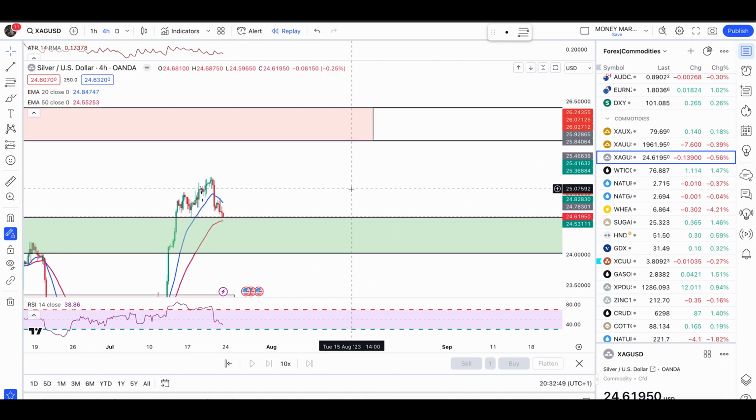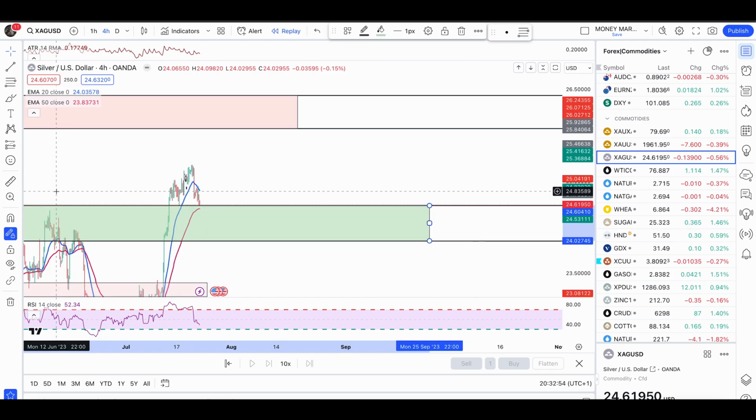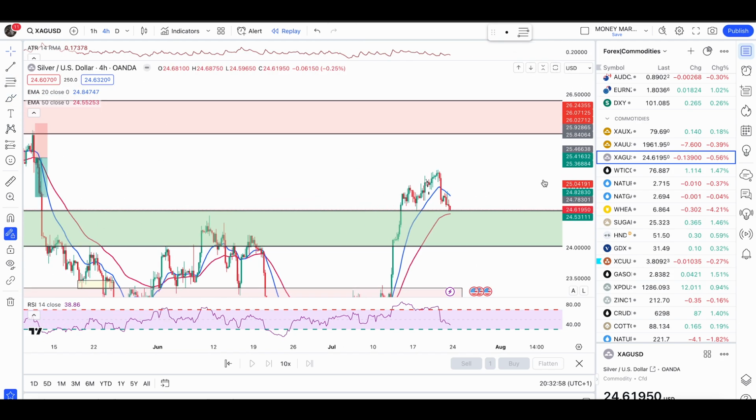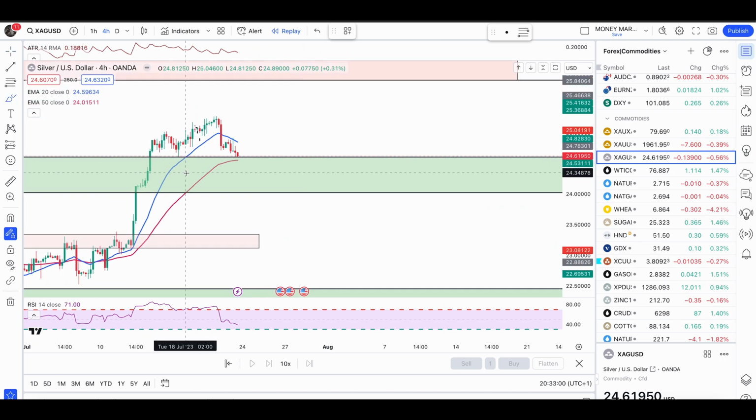For now, the zone below is 24.02, goes up to 24.60, and I'm only looking for buy trades for silver. As long as we are above 50 and 20 EMA, I'm not entering any sell trade. So keep an eye here for sell conditions.